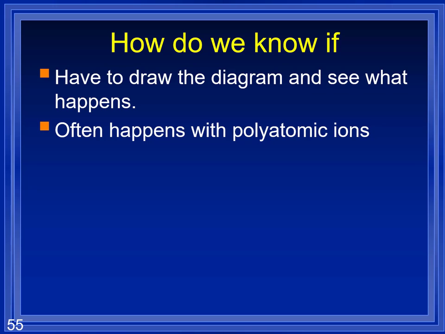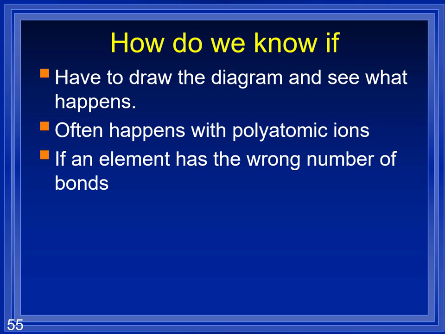Okay, we're going to introduce this concept called polyatomic ions real soon, like next slide. But it happens often in those. You'll see them in just a few minutes. But one of the clues is, if an element has the wrong number of bonds, this is one of the ways that can happen.